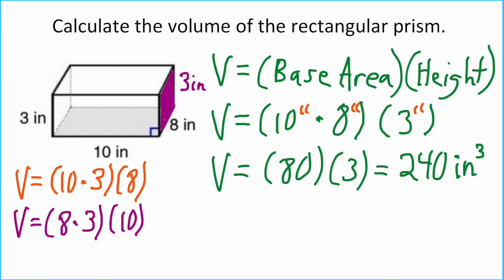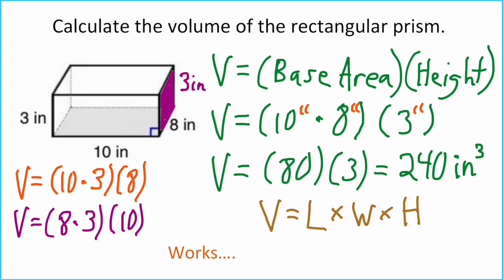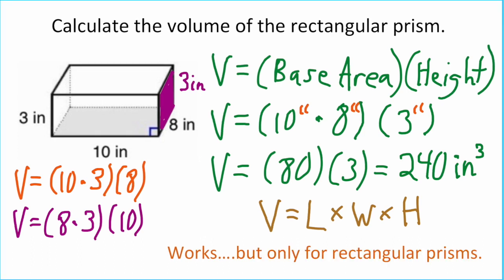Another thing to notice here is often the volume of a rectangular prism is given as length times width times height. You can commonly see this out in the world. If you go to Home Depot and try to figure out how much concrete you need to get, they'll calculate volume. They'll talk about your length, width, and height instead of base area and height. This works, obviously, but it only works for rectangular prisms.